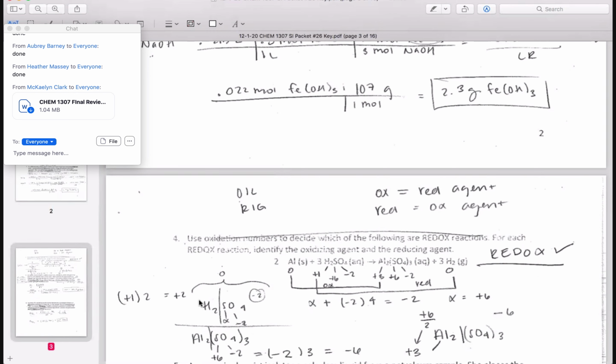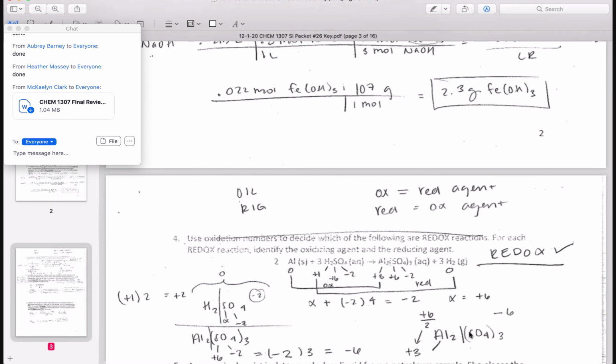Okay, so I got a question. How do we get the oxidation number for aluminum on the product side again, and why isn't it +2? Okay, so that's a good question. As you can see here, I worked out this problem over here. So we have 2 aluminums, and here's how we have to work it out.